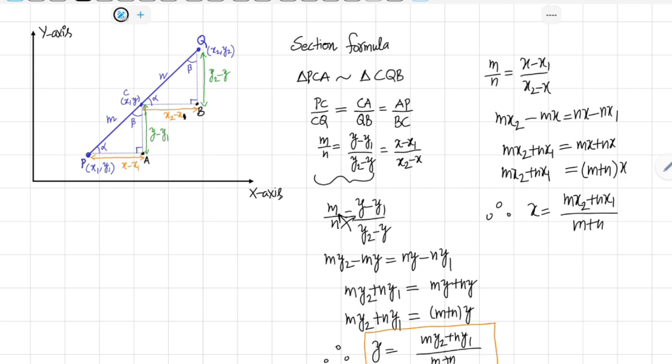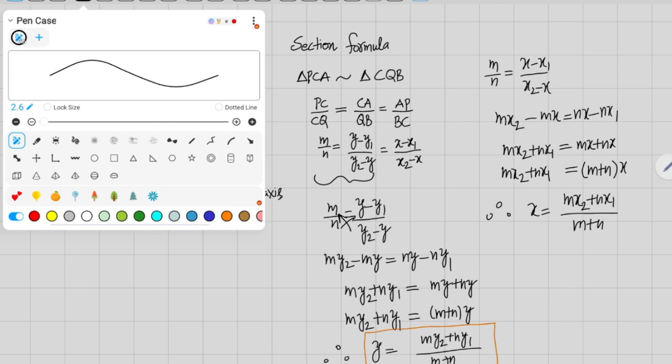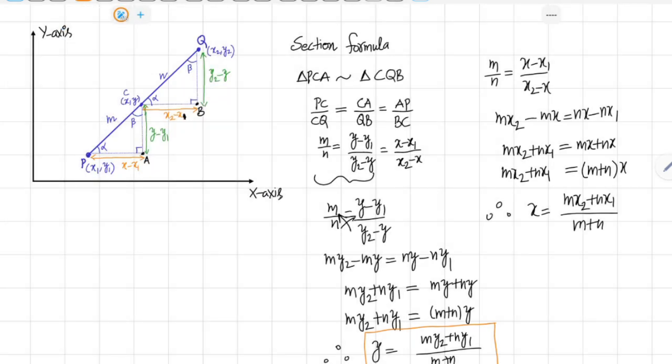So the thing that we can conclude from this video is, if you know the end coordinates of a line segment, x1 comma y1 and x2 comma y2, and if you know in which ratio a particular point is dividing the line segment, then you can easily find the coordinates of that point using these two formulae. x is equal to mx2 plus nx1 by m plus n, y is equal to my2 plus ny1 by m plus n. Thank you very much.